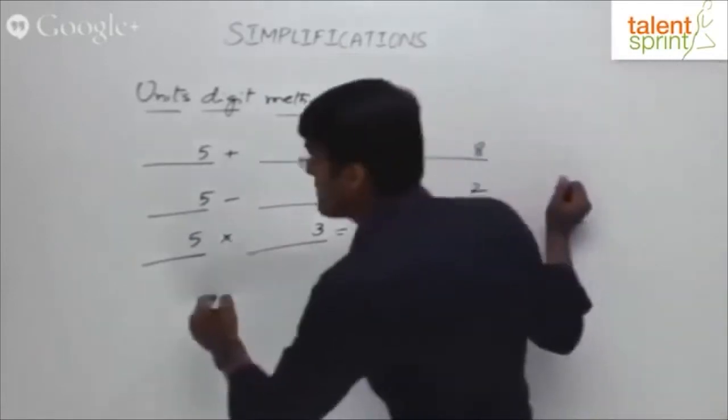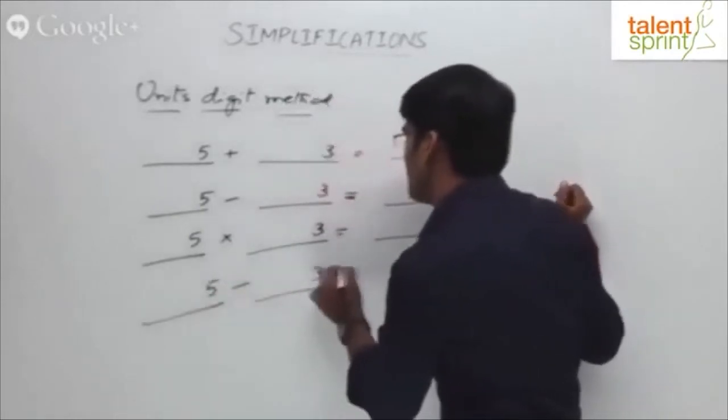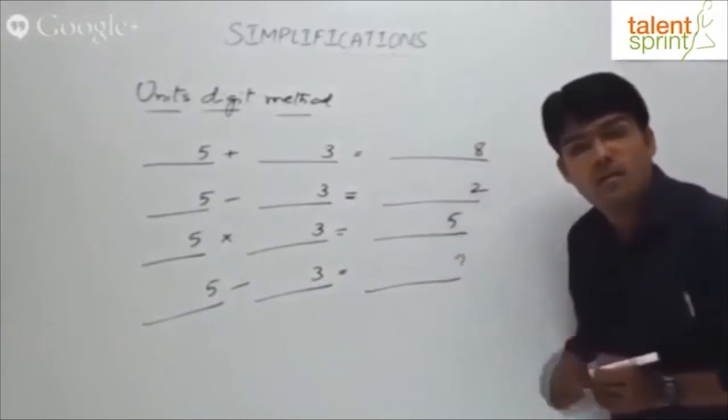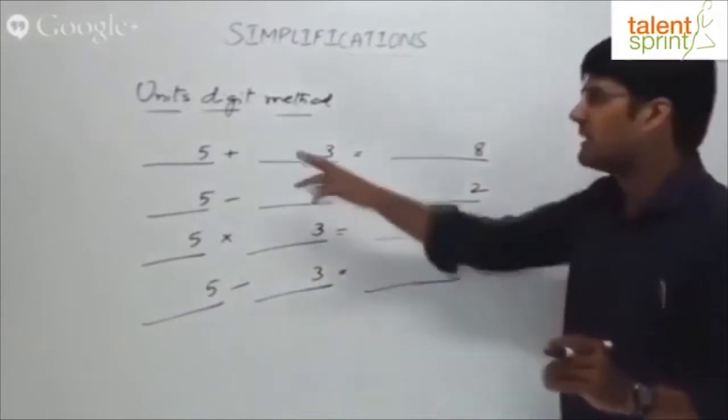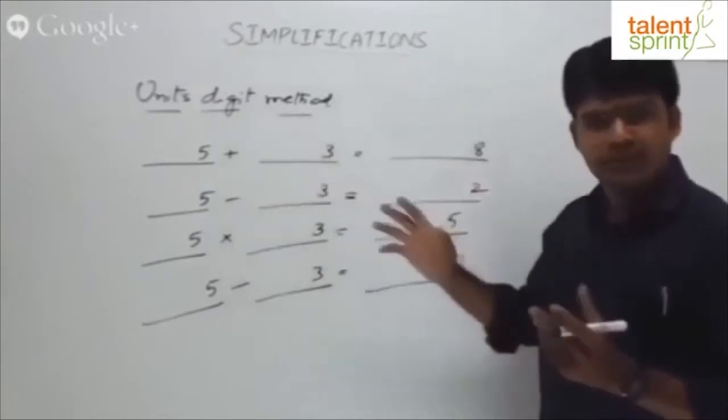Division, for example. Let's say one number ends in 5 and the other number ends in 3. Can you tell me what will come in the unit place here? What comes in the unit place? Simple. Look at this: 5 plus 3 is 8, 5 minus 3 is 2. Unit places.